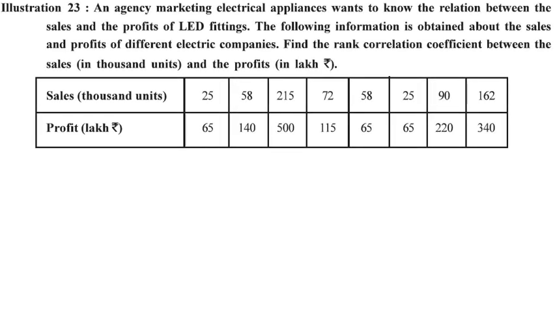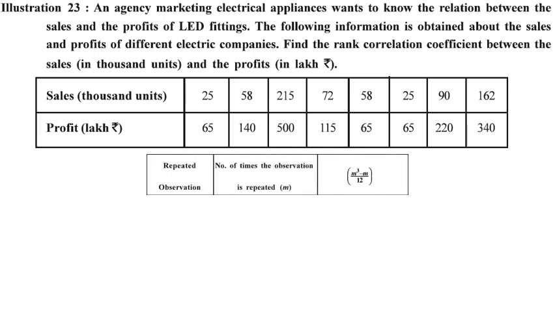Now, 23rd question. There is a marketing agency marketing electrical appliances, and they want to know the sales and profits of LED fittings. So sales data is given, the profit data is given, and we are supposed to calculate the rank correlation coefficient between these two things. Now, as you can see in the sales, the data is 25, 58, 215, 72, 58, 25, 90, 162. You can see that 58 has been repeated twice and 25 has also been repeated twice.